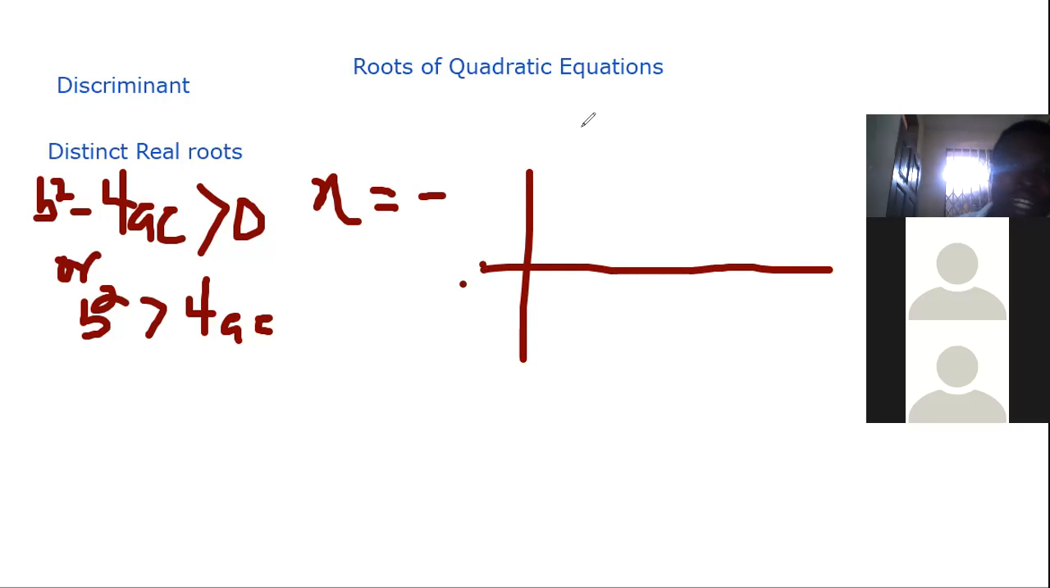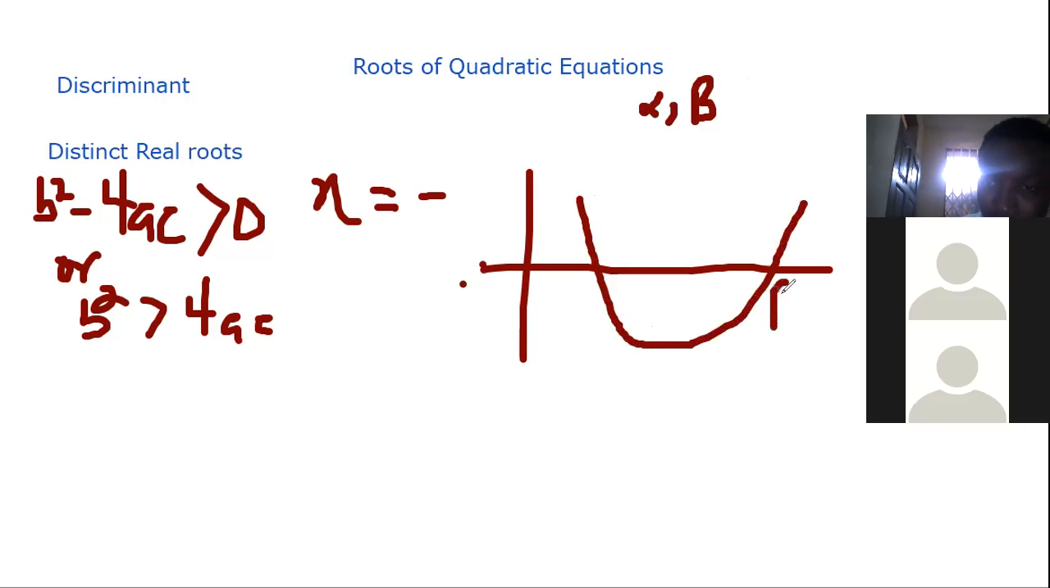Now for instance, let's say the two roots you are going to get are alpha and beta. Maybe alpha is 1, beta is 2, anything, but let's just represent them as alpha and beta. Then when you get an extent real root and plot it on a graph, it normally cuts the x-axis twice. So maybe this is alpha, this is beta. And this is true when the a is greater than 0.